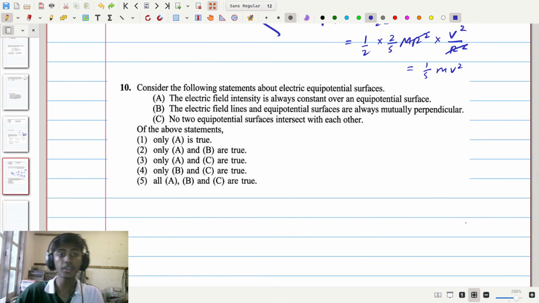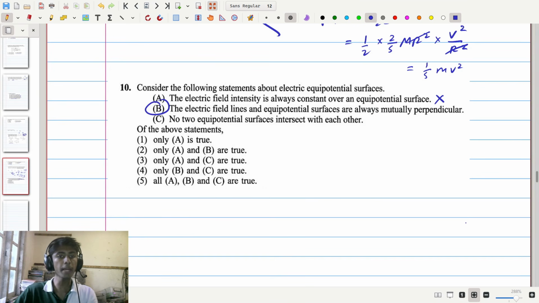Question number 10 says, consider the following statements about electric equipotential surfaces. So statement A, the first statement says, the electric field intensity is always constant over an equipotential surface. Now while this can be true in some specific situations, specifically when you have a symmetrical surface, it will not be true in the general case. In the general case, the only thing that is always constant over an equipotential surface is by definition the electric potential. Nothing else is generally equal across an equipotential surface.